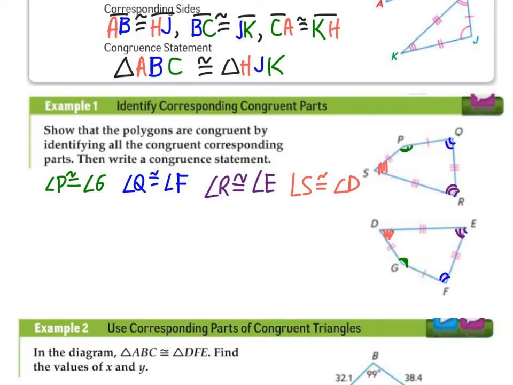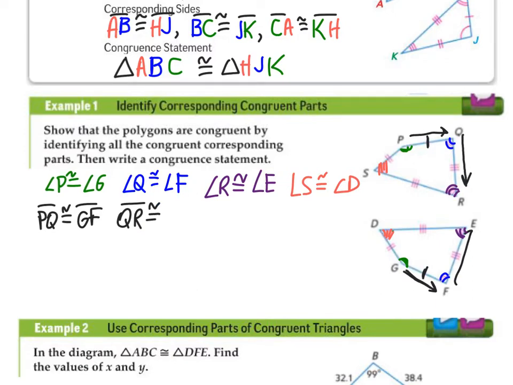So I like to start, here we have 1 tick mark, and here we have 1 tick mark. So going from one point to the next, I started my angles with P, so I'm going to start my side with P. So we have P to Q. So side PQ is congruent to, again, you started with your green angle, find the starting point on your other one. So we start with G, GF. Then we're just going to continue going in that order. We stopped with Q, so now we go QR. So side QR is congruent to FE.